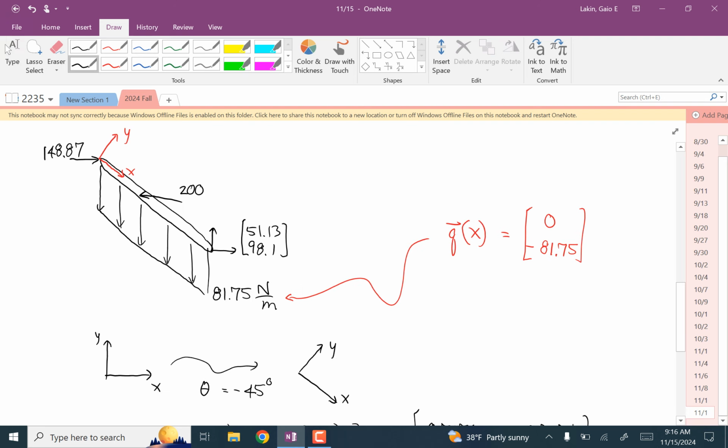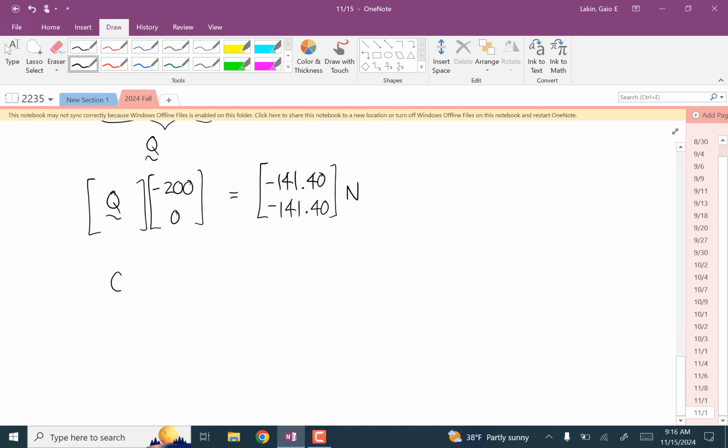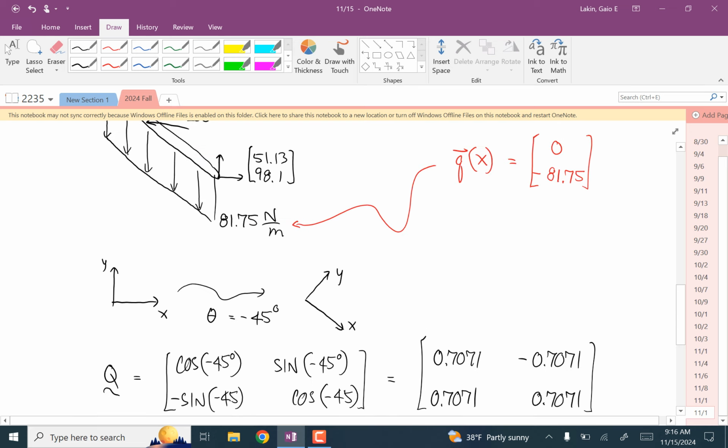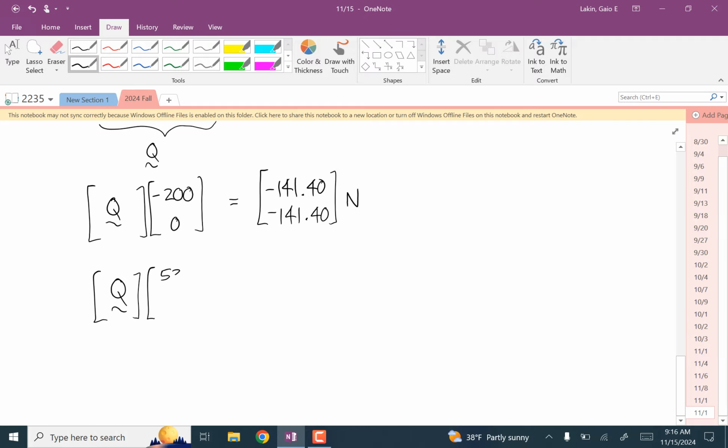And then, well, this force RA, we might as well do it, but that's not going to come up in any of our cuts because that's going to be at the far right side, and the far right side never shows up in any cuts. But Q times, what was that force? 51.13, 98.1. Okay, and what do you get for that? Minus 33.2, positive 105.5.